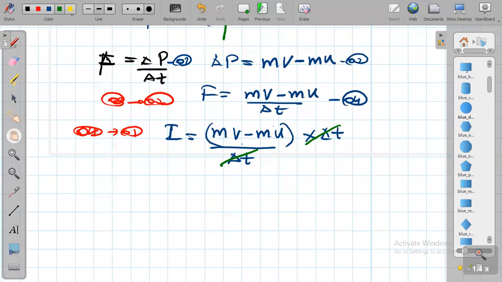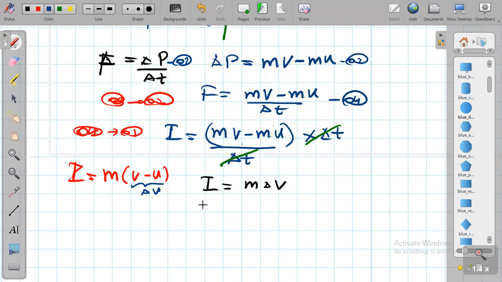I have to do some further simplification to this one. So it becomes m(v minus u). Technically, v minus u stands for delta v. So I equals m delta v, or you can put the delta outside: I equals delta (mv). What is this delta mv? Nothing other than delta p, isn't it? What is this Trojan horse? Tell me, what is this Trojan horse?